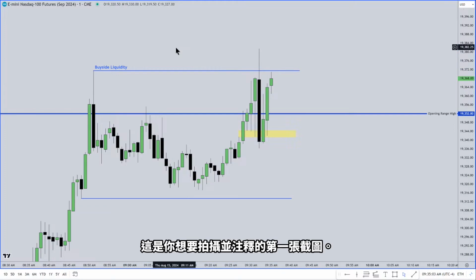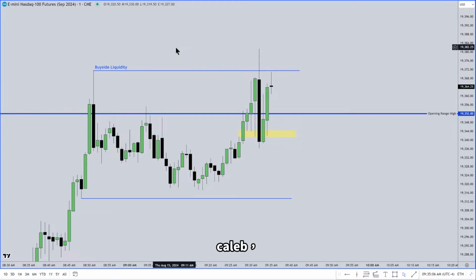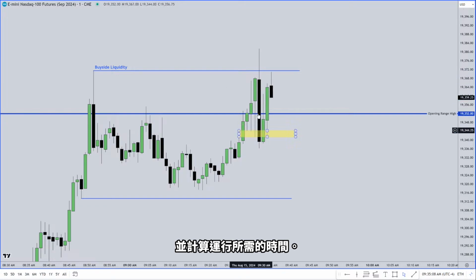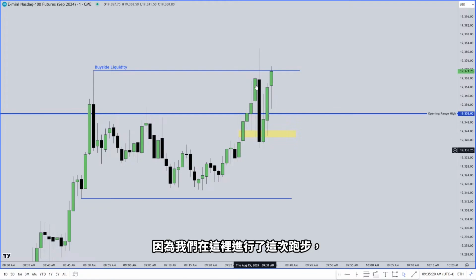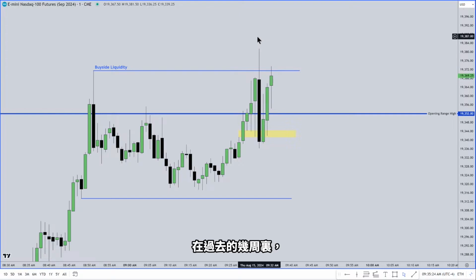You want to take and annotate that, Caleb, and have how much time it took to run. Obviously, it doesn't take much. It's like 1 minute. How much heat was on that fair value gap? 0. And then there's immediate run to liquidity. So now because we've had this run here, and we've had the big run up over the last few, actually like a week and a half now, it's been going higher. We had an 8:30 impulsive price run, creating the high here.